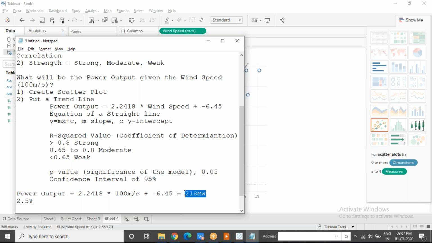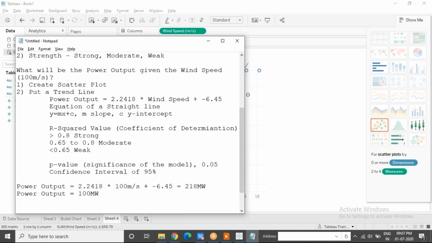Now, for my convenience, let us say we obtained the power output as 100 megawatts. Then what will we give to the client? We will tell them that the power output will be anywhere between 97.5 megawatts to 102.5 megawatts. Why this much only? Why plus or minus 2.5? Why not 90 to 110? Why not 80 to 120? Why are we not using a very big interval range? Why are we using this small range?